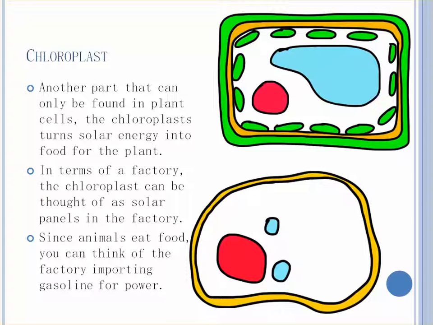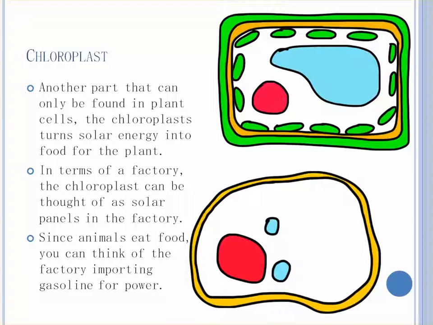From there, we have the chloroplast. Again, we have an additional piece that the plant cell has that the animal cell does not possess. In terms of the factory, the chloroplast can be thought of as solar panels. The purpose of the chloroplast is to turn solar energy into food for the plant. This is how plants get their food. They do not hunt like us. Unlike us, we hunt and eat other living things to gain food. However, the plant absorbs energy and that creates food for it.